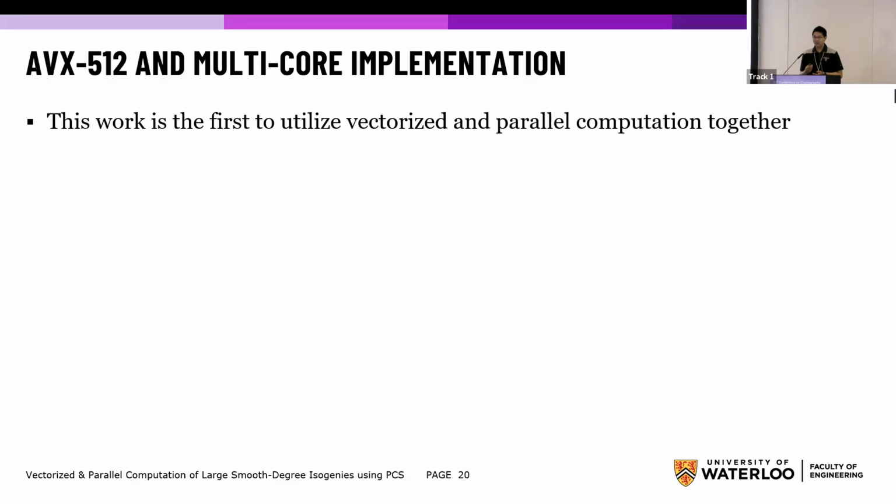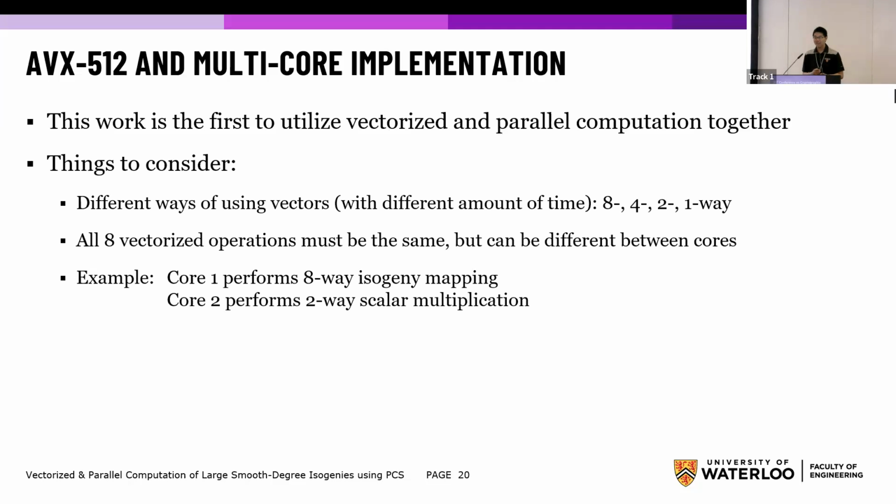So in this work, we would like to point out that it is the first to utilize vectorized and parallel computation together for isogeny computation. And some things to consider for the optimization are that we have different ways of using vectors, 8-way, 4-way, 2-way, and 1-way. And they come with different amounts of processing time. And moreover, all 8 vectorized operations within the vector have to be the same, but it can be different between cores. For example, the first core may perform 8-way isogeny mapping, while the second core performs 2-way scalar multiplication. So we have lots of options of how to schedule operations.